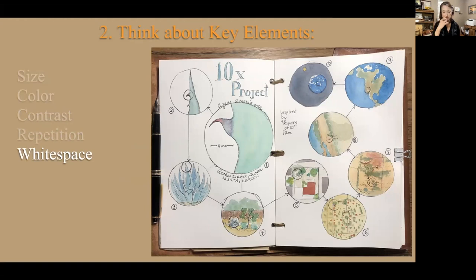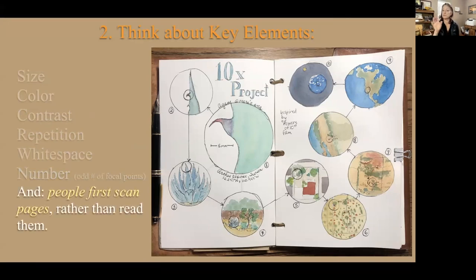Sometimes beginners will post a page and say, gosh, I don't know what to do about that blank space there. And it's like, well, wait a minute, you don't have to fill up everything. Sometimes white space is really powerful. And then the number of objects that you might focus on. Oftentimes odd numbers are really pleasing. That's a good thing on a page. It lays out a little better, but don't be stuck on that. Don't worry about that. And going back to the page flow, people scan pages first rather than read them. So they're going to follow those main elements first. That's why we want to think about those. So looking at this page here of a really cool project called the 10X Project.